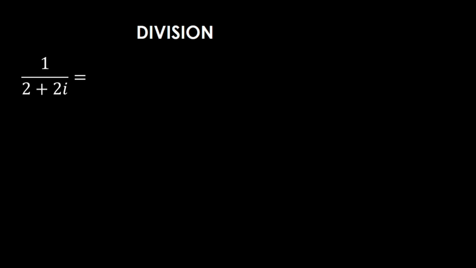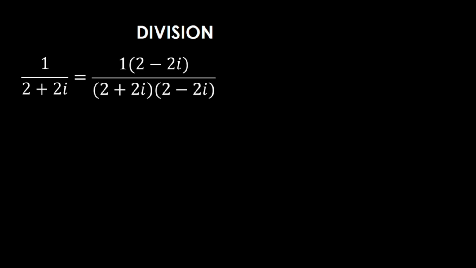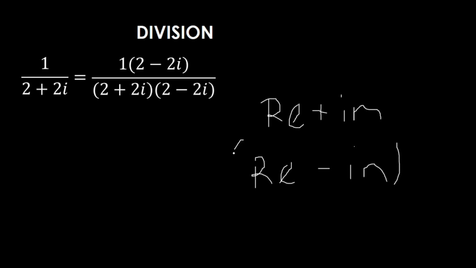In the case of division, we have division of complex numbers. We can have it like this, or any other type of division. Let's take this condition, 1 over 2 plus 2i. How can we solve this? The thing we're going to do is to rationalize the denominator. And to rationalize the denominator, we're going to introduce the conjugate. The conjugate of real plus imaginary is real minus imaginary. That is the conjugate of what we have up here.